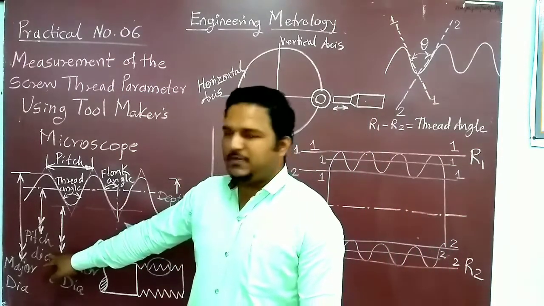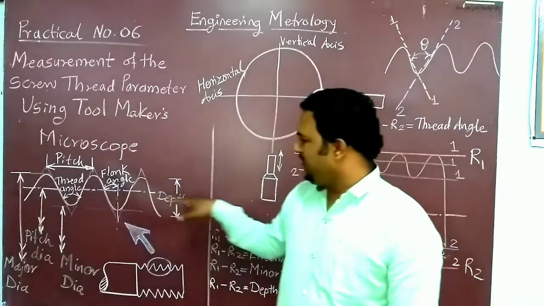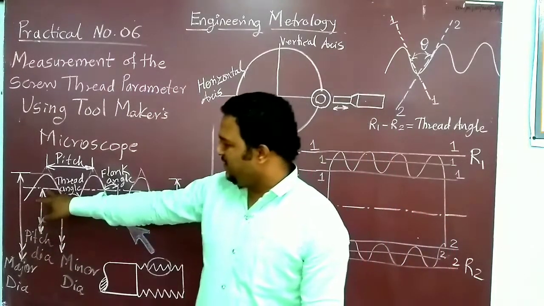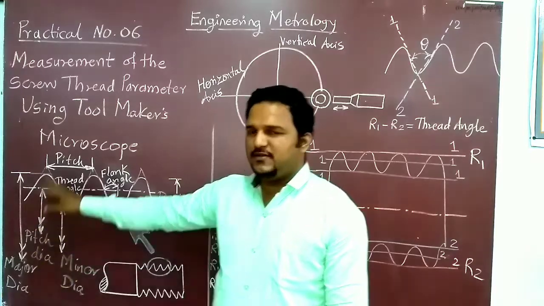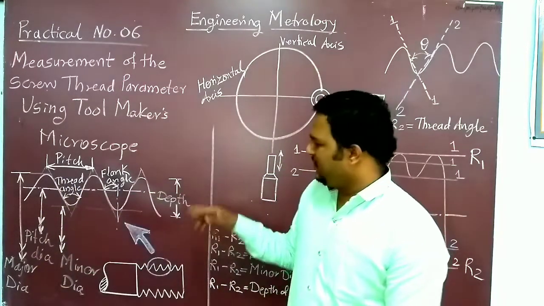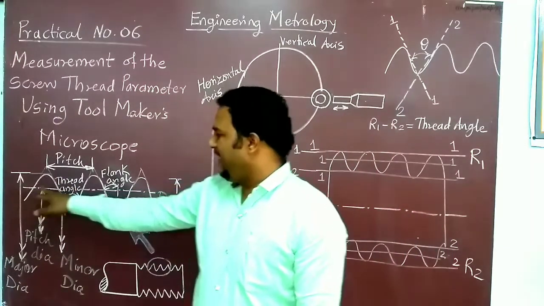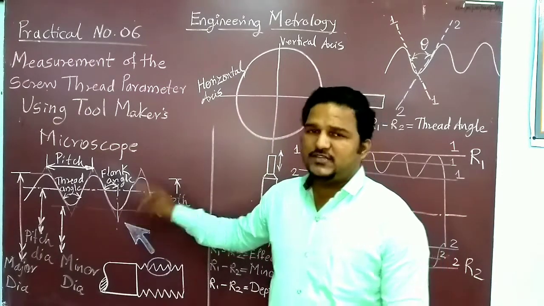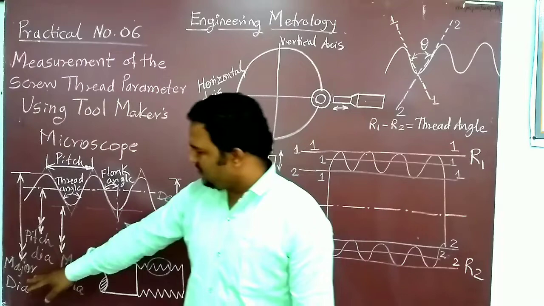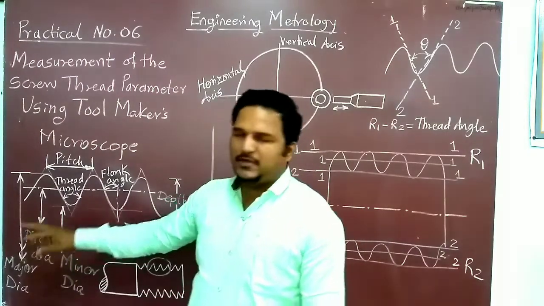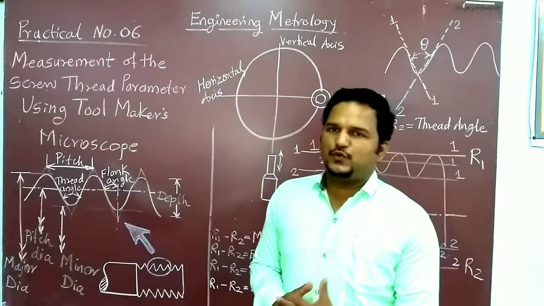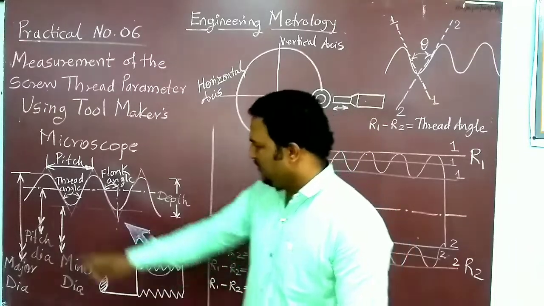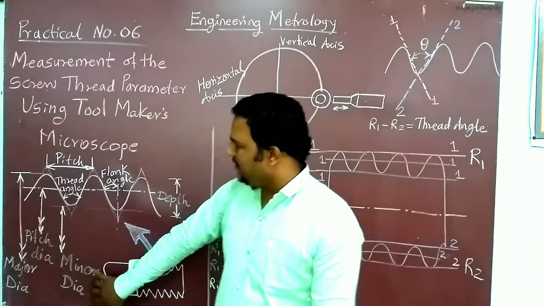Then next is pitch diameter. Pitch diameter is where the pitch line is. So from the pitch line we have the pitch diameter. That is again an imaginary circle diameter which passes through the flank, from the center of the flank, or you can say from the pitch line. So that is pitch diameter. So three diameters: major diameter, minor diameter, and pitch diameter. Pitch diameter is also known as effective diameter. Okay, so we are going to measure these three diameters.